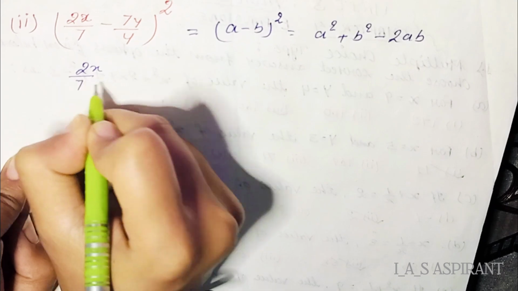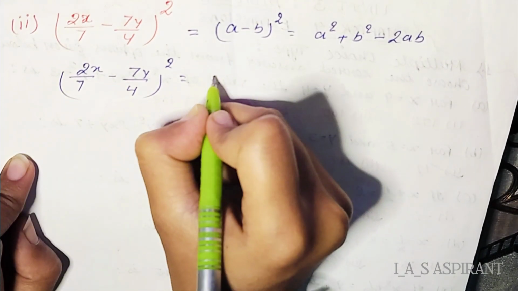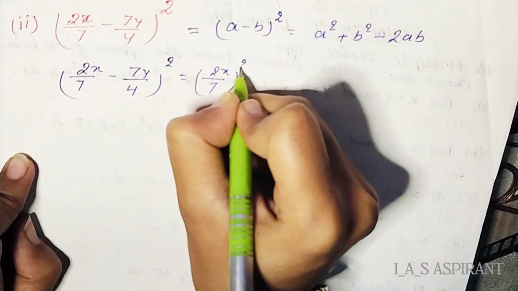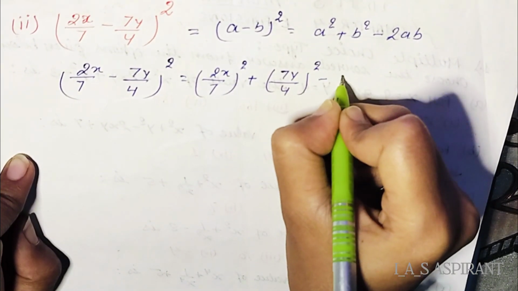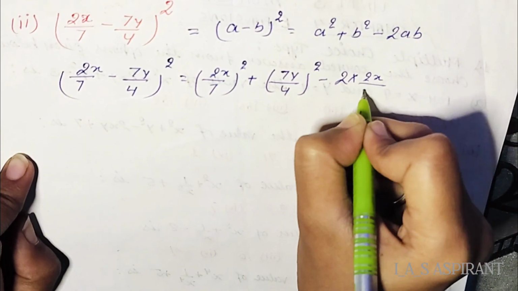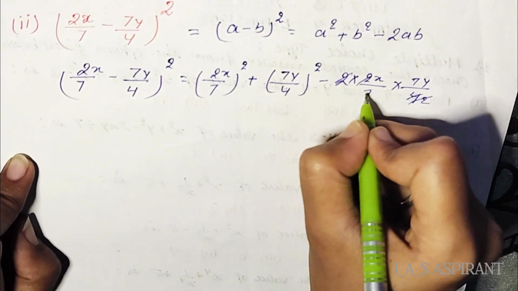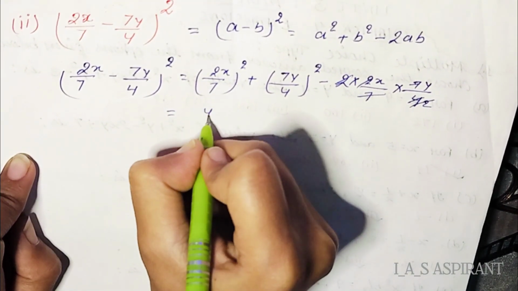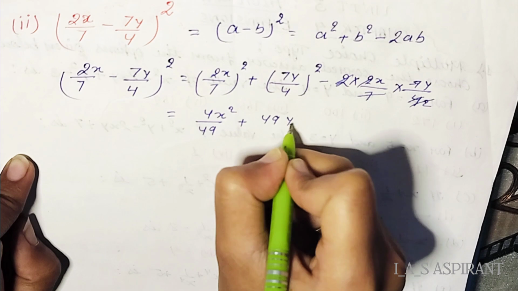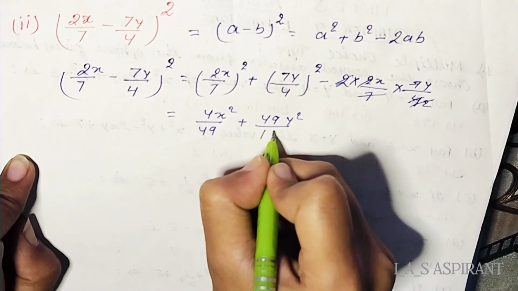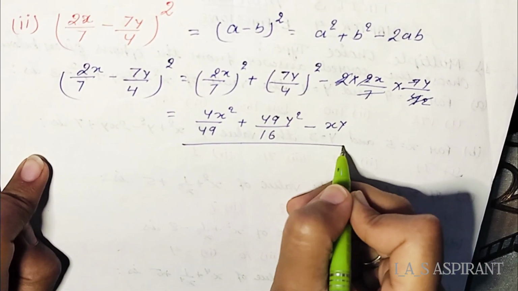(2x/7 - 7y/4) whole square is equal to (2x/7) square plus (7y/4) square minus 2 into 2x/7 into 7y/4. Now the 2 cancels, the 7s cancel out. 2 twos are 4, so 4x square by 49, plus 7 sevens are 49, 4 fours are 16, so 49y square by 16, minus xy. So this is the answer of this question.